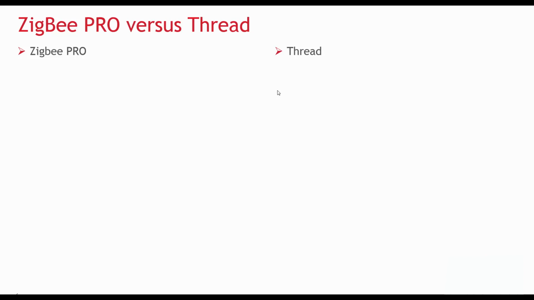Since Silicon Labs offers stacks for both Thread and ZigBee Pro development on its wireless SoCs and network coprocessors, let's spend some time comparing these two technologies in more detail to help you decide which one is right for your particular development.